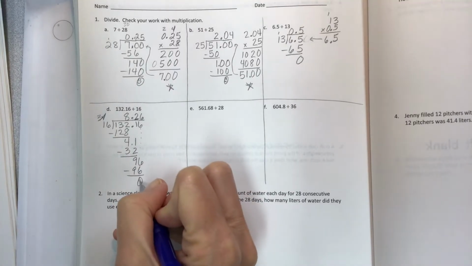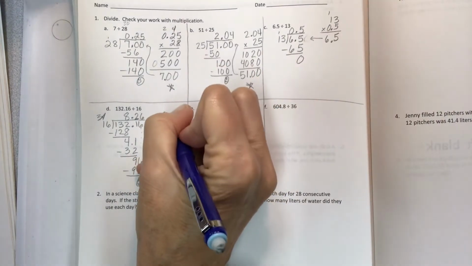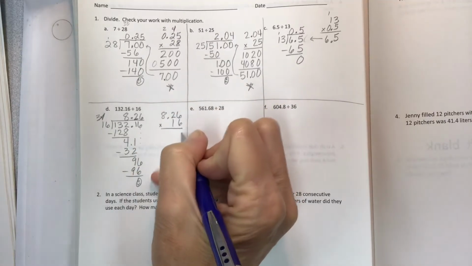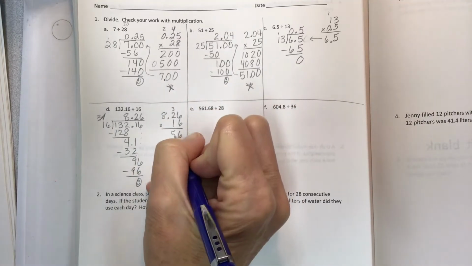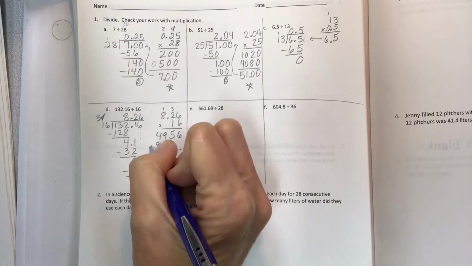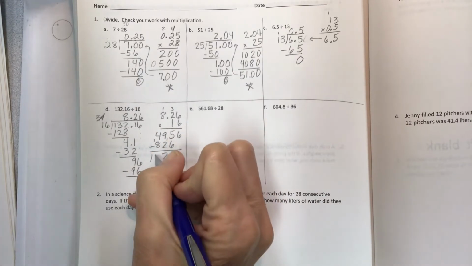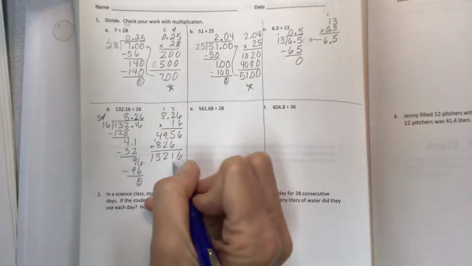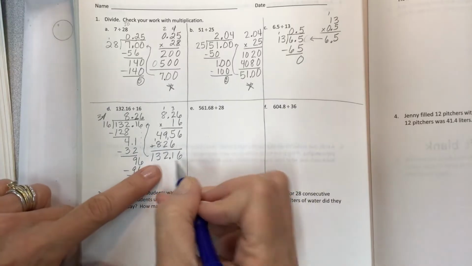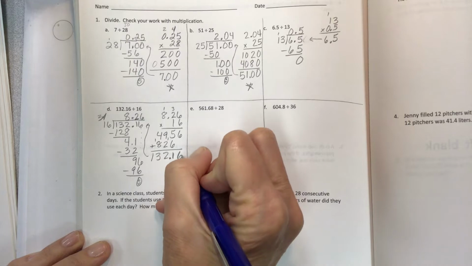So just a little thinking. Little thinking can help you not have to erase too much. 8.26 times 16. 6 times 6, 36. 6 times 2 is 12, plus 3 is 15, plus 1... Carry this 2 places, 132.16. What a relief that I got the right answer. I was going a little bit fast there. Hopefully not too fast for you smart kids out there.